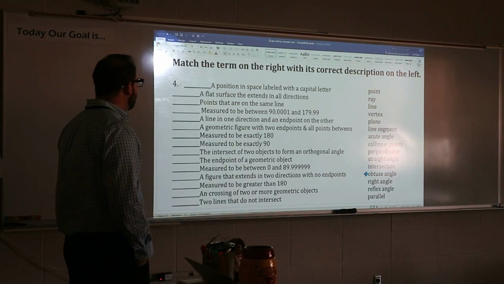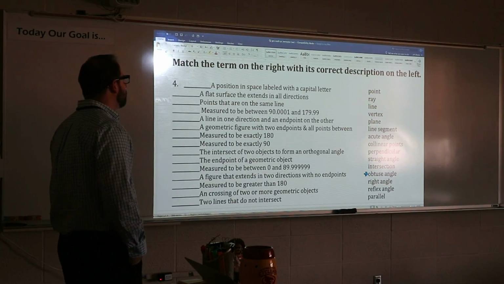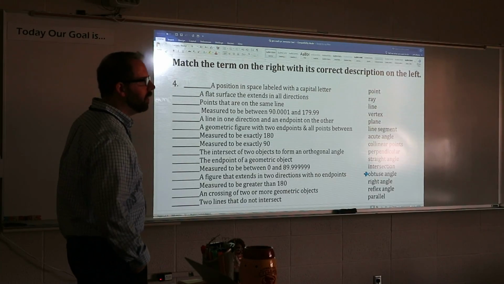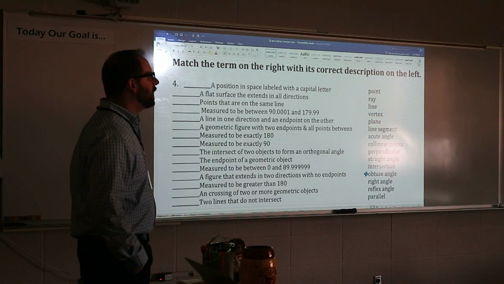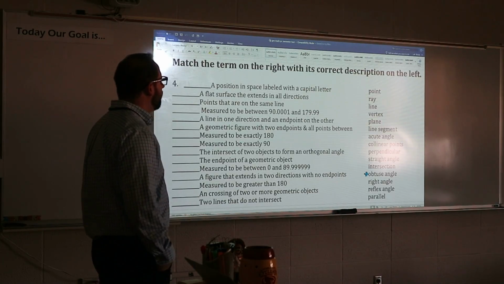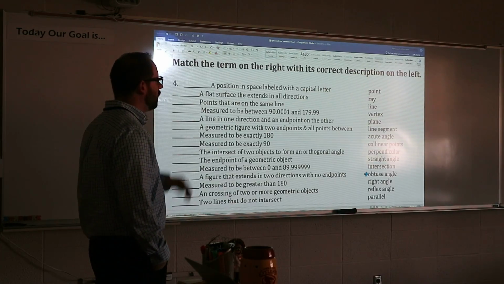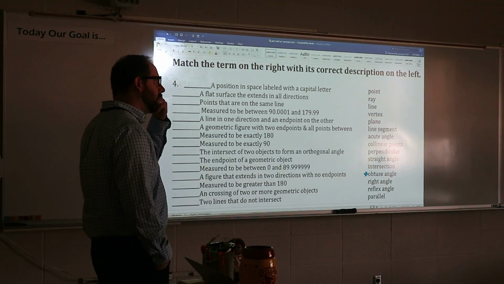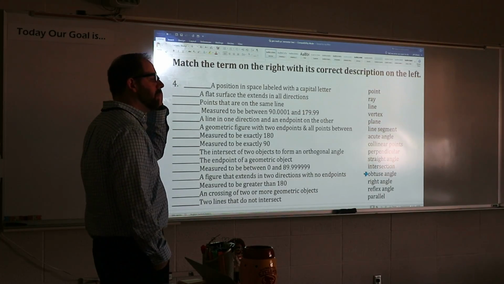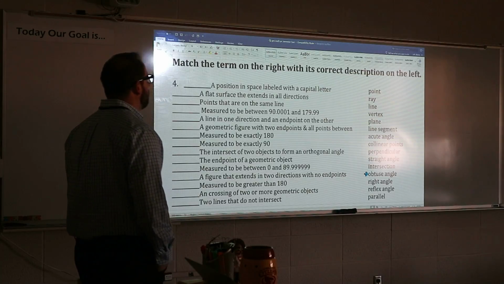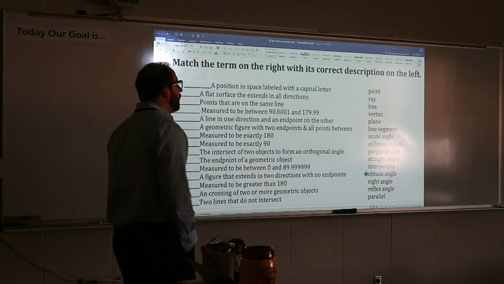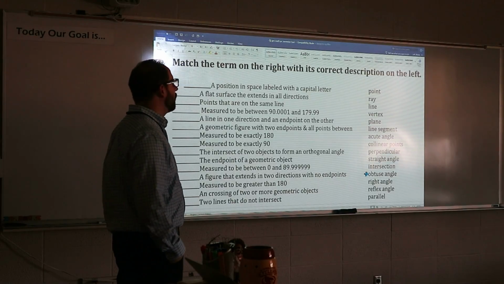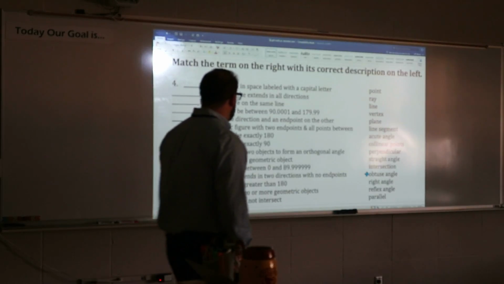Okay. Obtuse. Greater than 90, less than 180. So it's got to be measured between 90.0001 and 179.9 repeating. That's obtuse. It's bigger than 90 but less than 180. That's between 90 point something and 179.9 repeating. That's obtuse.